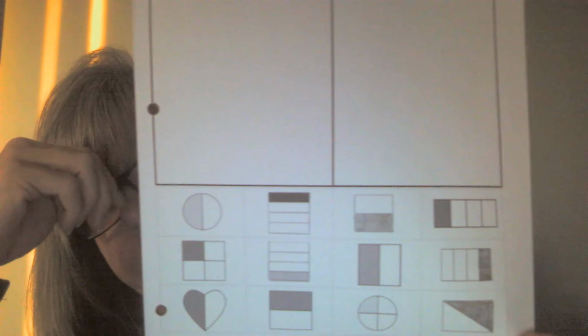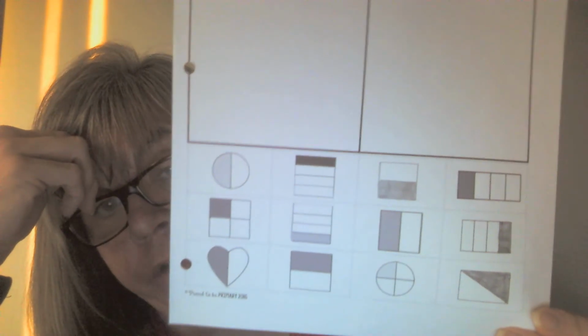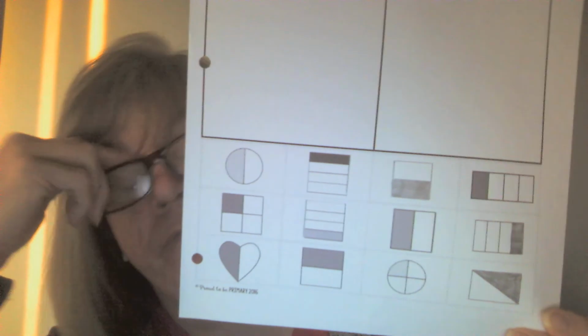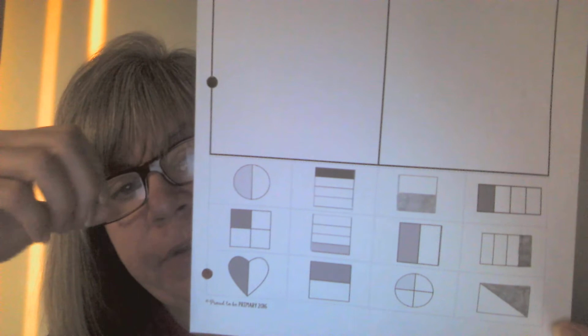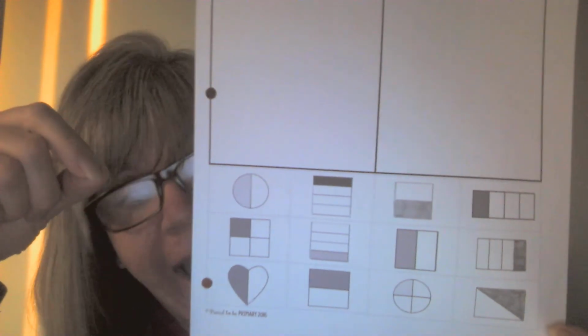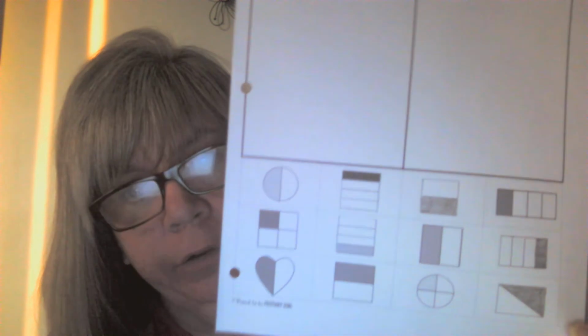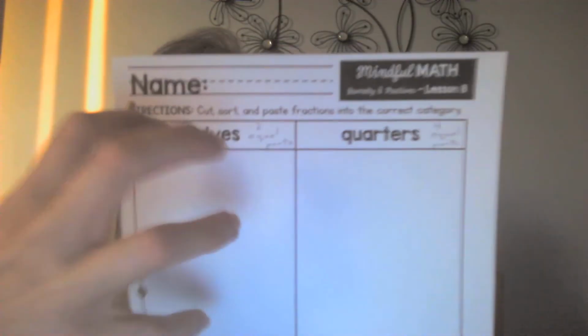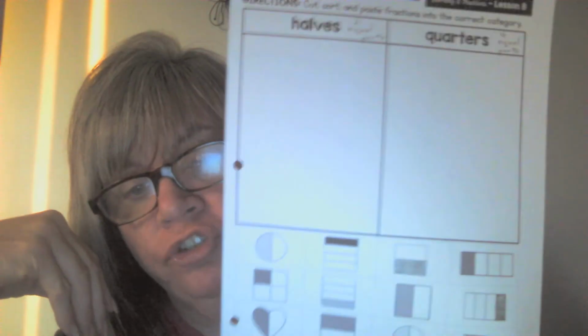Okay? And you'll notice that for each shape, 1 out of the 2 parts or 1 out of the 4 parts has been colored. So each shape is either talking about 1/2, showing 1/2 being colored, or 1/4. Okay? But all you're looking for, boys and girls, is how many parts is the shape divided into, halves or quarters. Okay, that's your job for today.